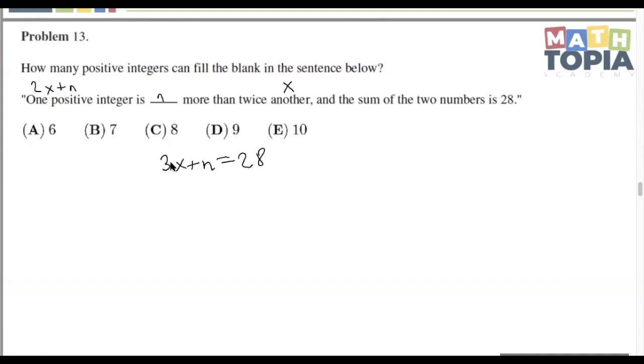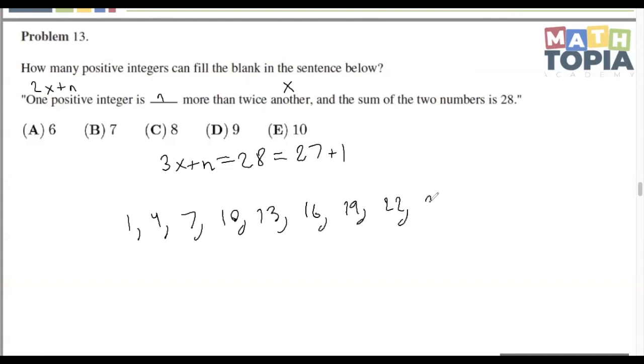Well, the answer is, 3x has to be a multiple of 3, and 28 we can break up into a multiple of 3 plus something else, 27 plus 1. Which basically means that n has to have the same remainder when divided by 3 as 1 does. So n can be 1, of course, because 1 is 1. And this would make x equal to 9, because 3 times 9 is 27, and then add on 1, that's going to give us the same number as 27 plus 1 over here. But we can also add 3 to n, and add 3 again, and add 3 again, and continue this until we reach 25, when we have n equals 25.